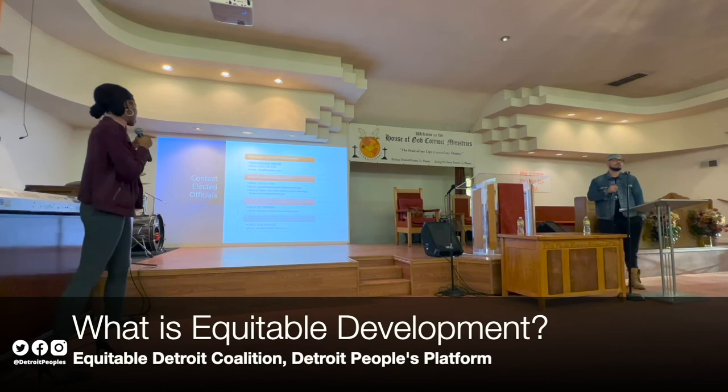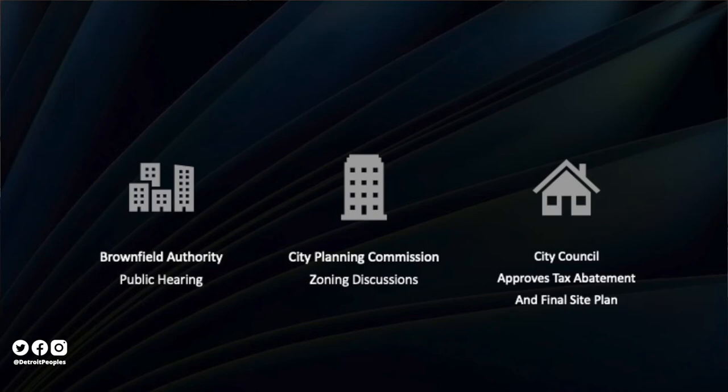Next slide. Other things that you can do are attend the Brownfield Authority public hearing. This site has not gotten their Brownfield tax dollars yet, and so that's a really great opportunity for you to show up and advocate. There are also City Planning Commission approvals that they still have to go through because, as they shared earlier, this project has just been announced. So they haven't gotten final site plan approval yet, even from City Council. And City Council also still has to approve these tax abatements.